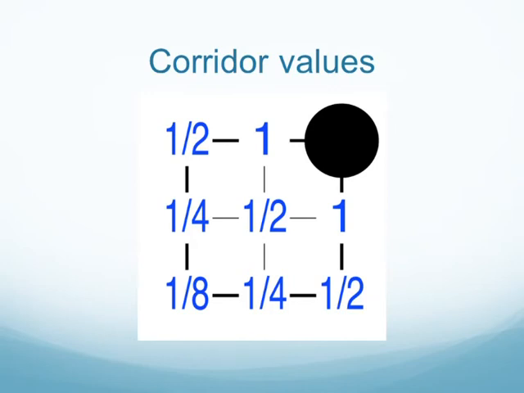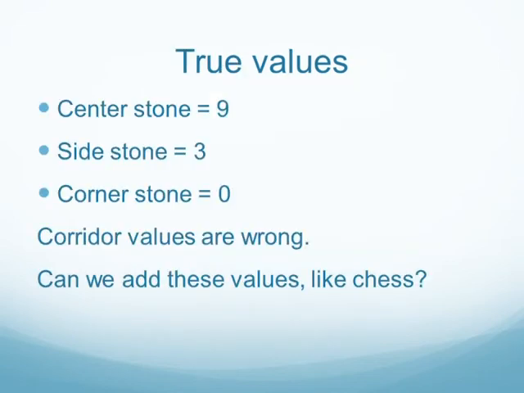Now, it's probably obvious that using these values, the cornerstone is way overvalued, even though the center stone is somewhat undervalued. And the side stone is also overvalued, as we shall see. Center stone is worth 9 points, as we mentioned. The side stone is worth 3 points, and I'll get around to showing that later. The cornerstone is worth 0. It is dead. So the corridor values are wrong, even though we were able to work them out. In one situation, when we get to an actual board, they don't work.